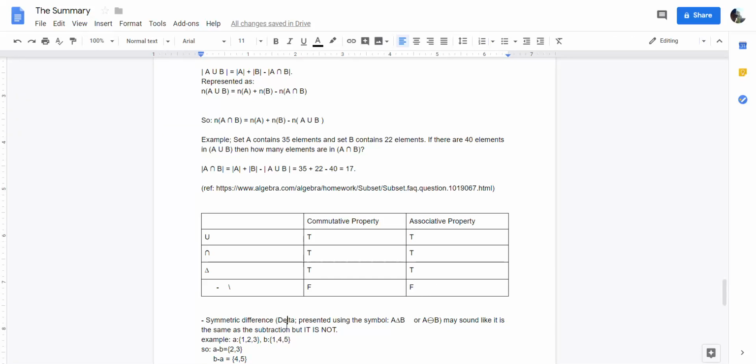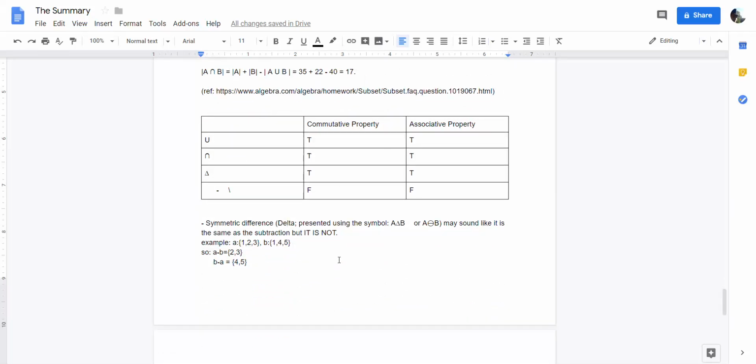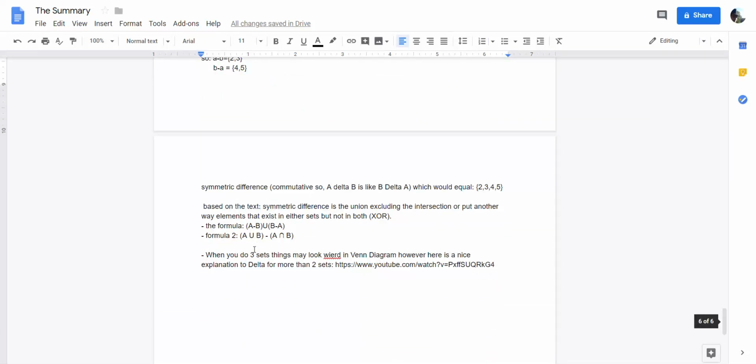Commutative means that A minus B is not the same as B minus A. And if you have, say, A minus B union C, it's not the same as B minus something union something else. So basically, that is the case. And note something: symmetric difference may sound like it's subtraction, but it's not. So just keep that in mind.